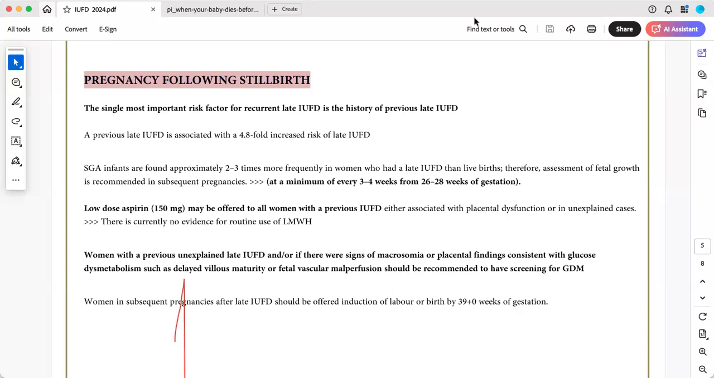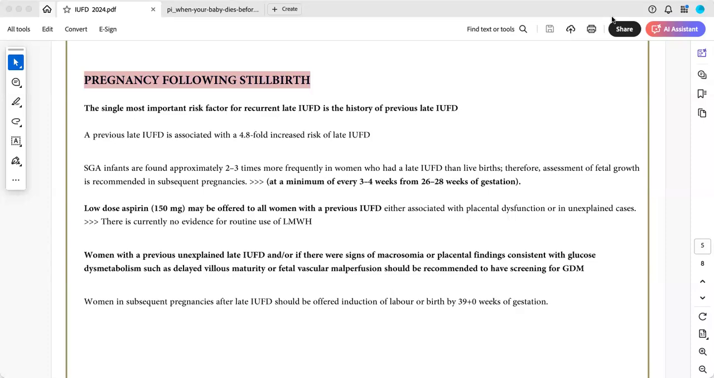Any specific precautions, my friends, for the woman who had a previous stillbirth? Yes, of course, there is a risk of recurrence. The single most important risk factor for recurrent late IUFD is the history of a previous late IUFD. This is a rule that applies to a lot of conditions in pregnancy.